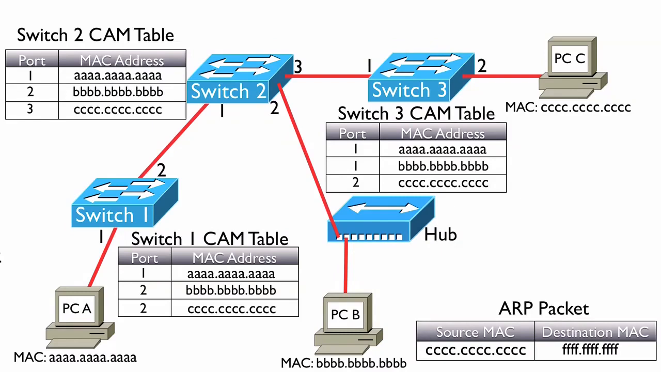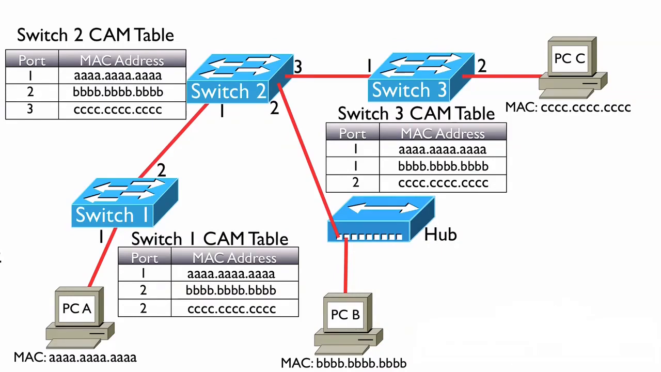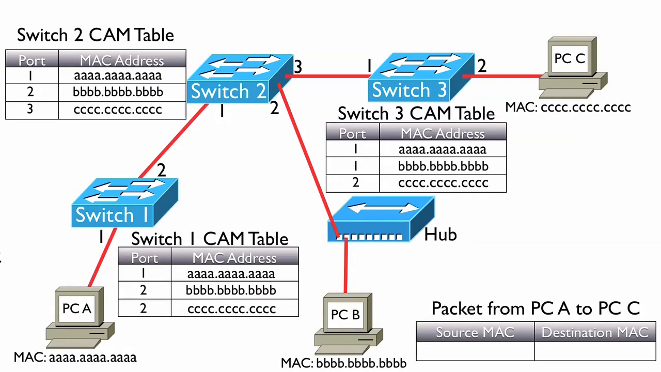Now that we have a populated CAM table, let's send out a frame that's not a broadcast this time. Let's say that PCA is sending a frame to PCC. In other words, the source MAC address on this packet is the all A's MAC address, the destination MAC address is the all C's MAC address, and we're going to see this time the frame doesn't get flooded. PCA sends out this frame into the network, into switch 1.